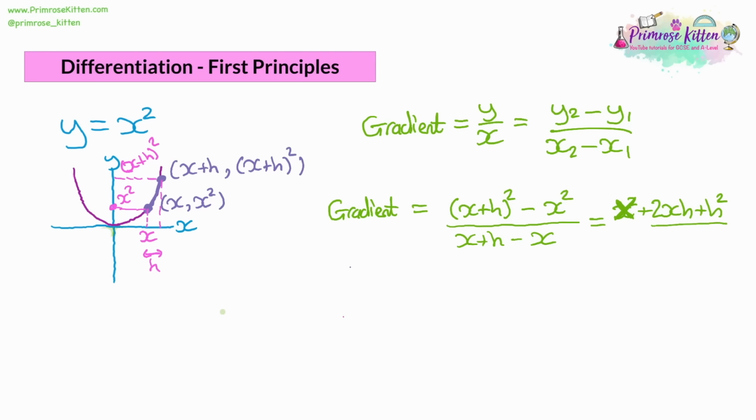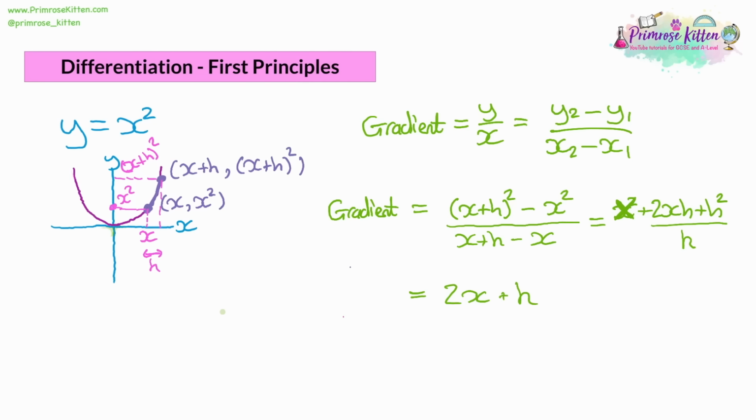Then for the denominator, x take away x will give us 0, so we're only going to have the h left. We can also divide through by h because both terms of the numerator have got an h and there's an h on the denominator. So we take an h out of both terms, 2xh becomes 2x, and h squared becomes h. And so we've got an expression that represents the gradient in between the two coordinates.